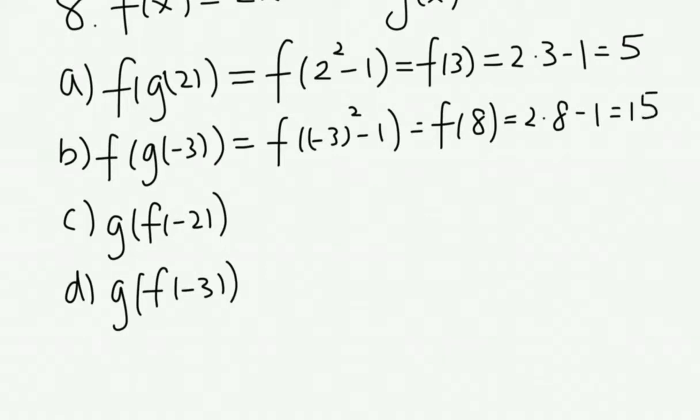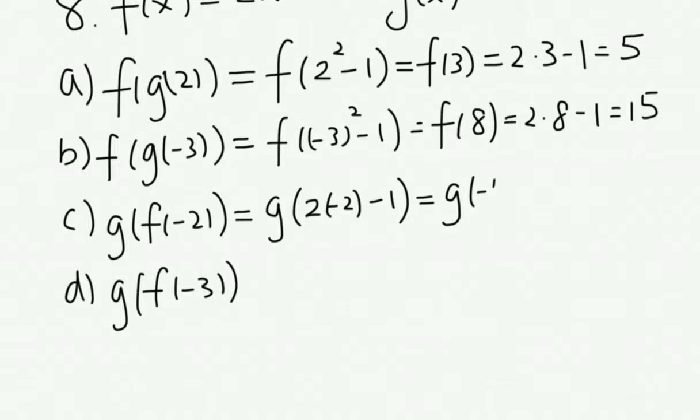Letter C, g of f of negative 2. So this time your f function is inside, so you will have to evaluate the f function first. Negative 2, plug it into the f function, which is 2 times negative 2 minus 1. And I have negative 4 minus 1, which is negative 5. Negative 5, plug it into the g function, negative 5 squared minus 1, which is 24.